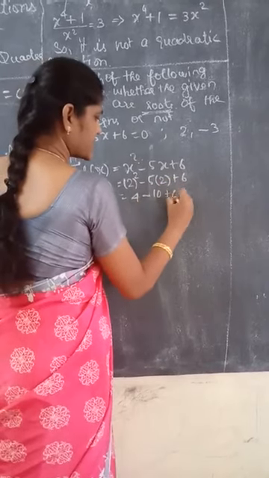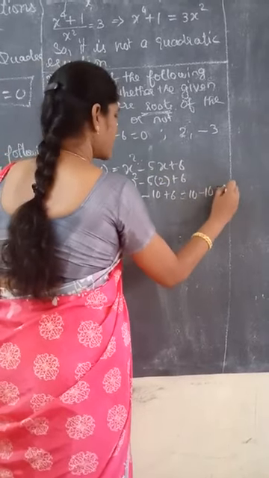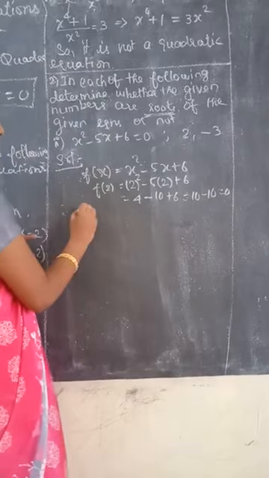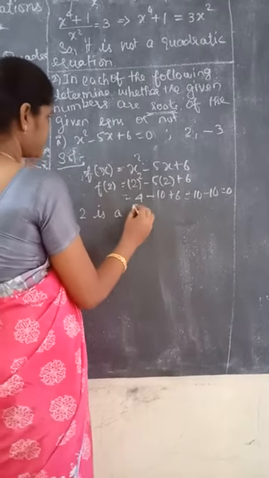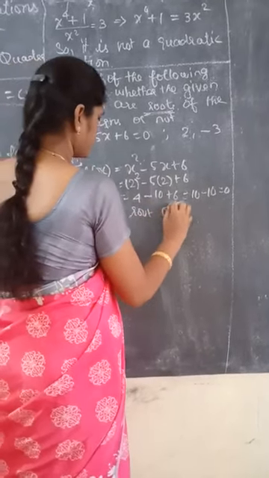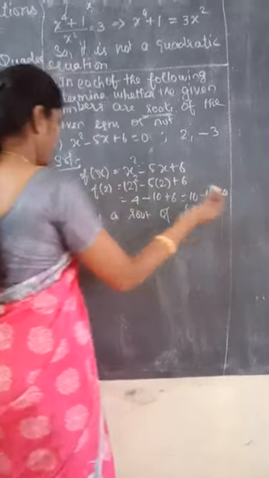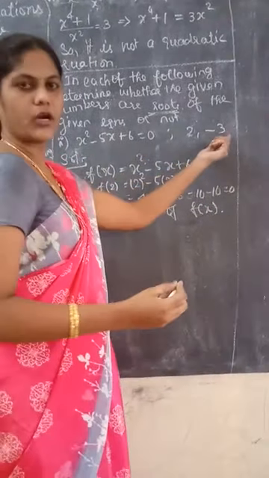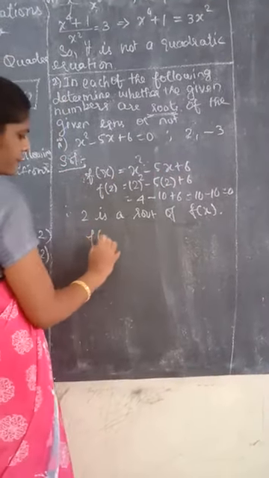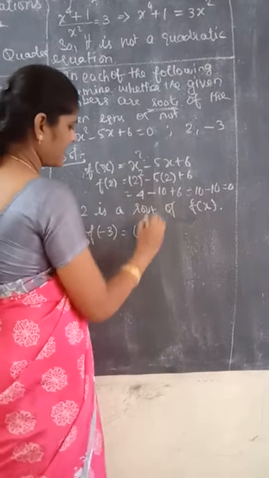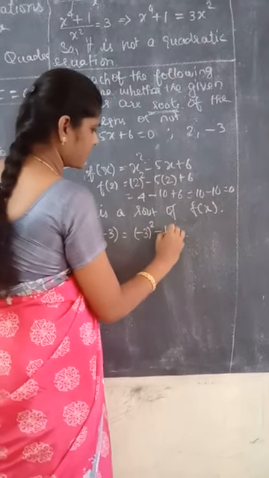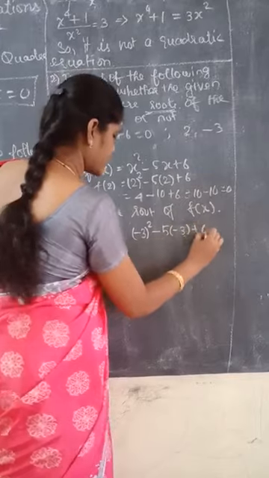Automatically 10 minus 10 equals 0. So therefore 2 is a root of f of x. Next, we need to check one more number, minus 3. So f of minus 3 is minus 3 whole square, minus 5 into minus 3 plus 6.